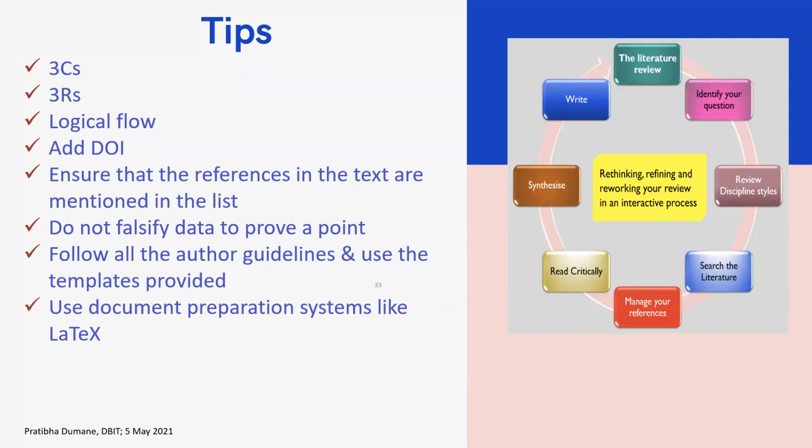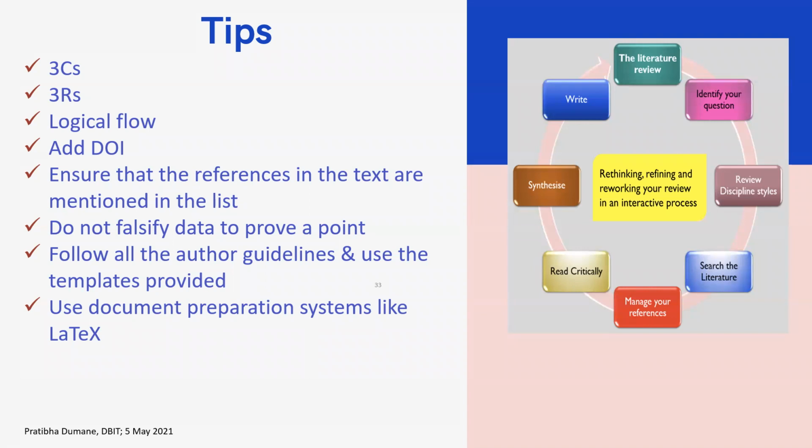These are a few tips. Definitely ensure the 3 C's, that is, be clear, concise, and comprehensible. The 3 R's: read, recall, and review. Ensure that there is a logical flow to your content. Add digital object identifiers if they are available, since that makes accessing the references easy. Ensure that the references in the text are mentioned in your list. Do not falsify data to prove a point.